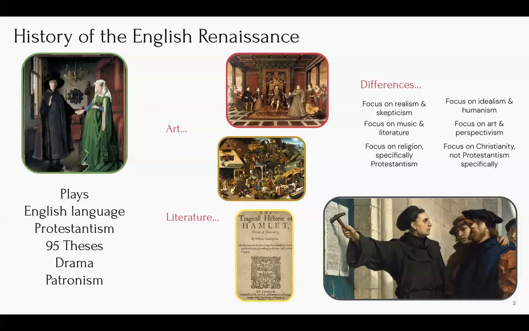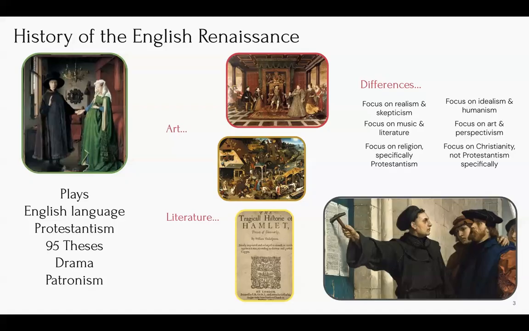And then for art, it used darker color palettes because of the colder climate. It didn't use perspectivism as much and focused more on humanism and individualism. And we had a focus on realism over idealism and more skeptical of the world around them.